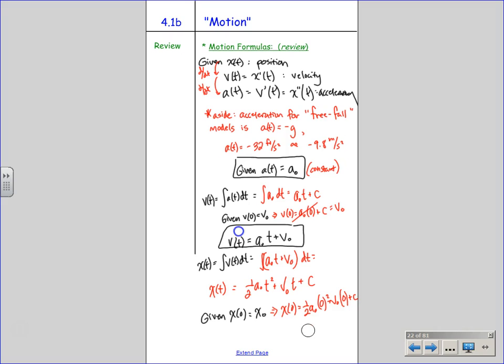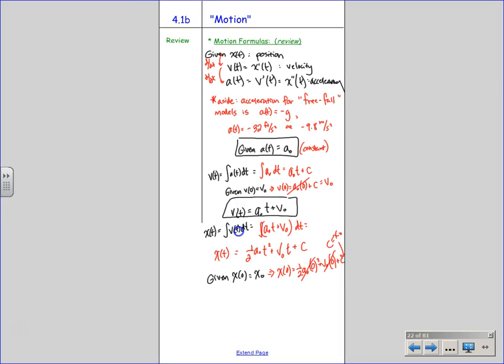well, let me go up. C is just going to be the initial position, which leads us to, for a free fall model with a constant acceleration, the position is equal to 1/2 a sub naught t squared plus v sub naught t plus x sub naught. Nick, does this look at all like physics? Yep. Because in physics, they're just like, hey, these are a thing, memorize them.